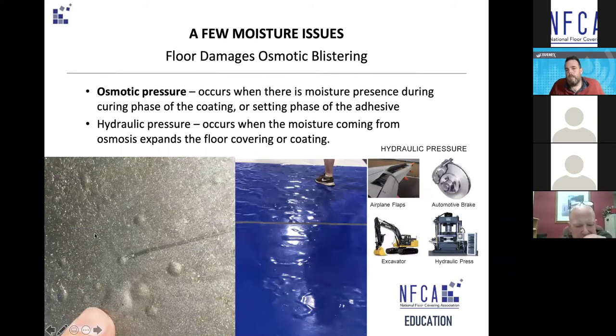I don't know if you can see this whole slide, but osmotic pressure is more commonly the cause of issues, especially in resilient flooring, and actually in concrete coatings as well. What happens is sometimes called osmotic blistering. I think Peter Craig refers to it as osmotic blistering. I've heard it a few times.